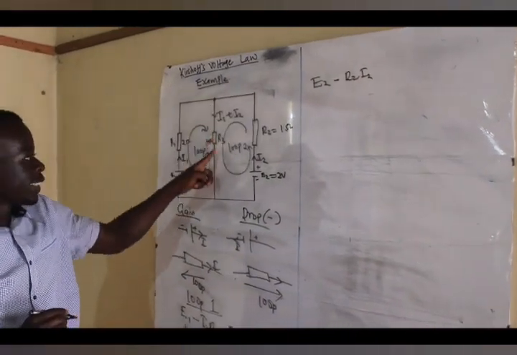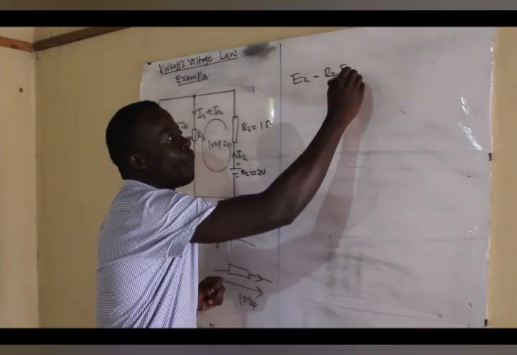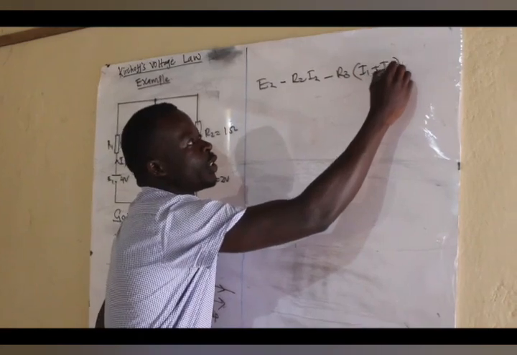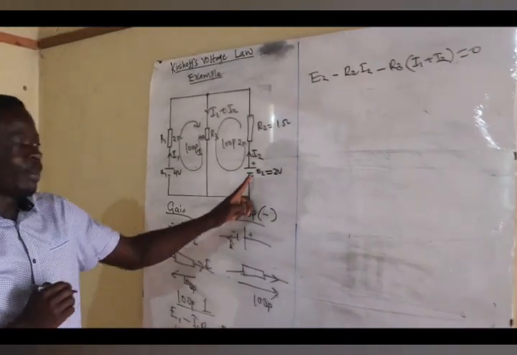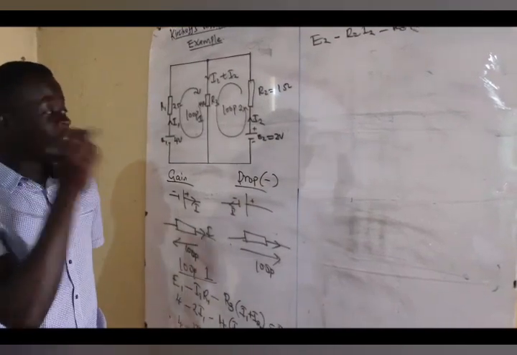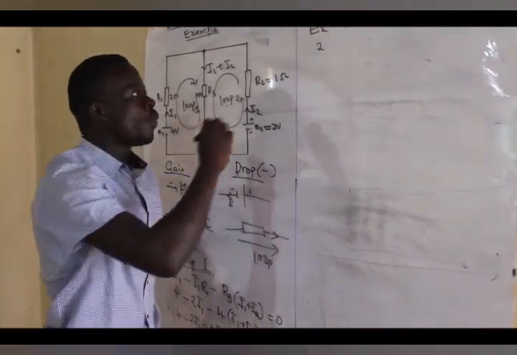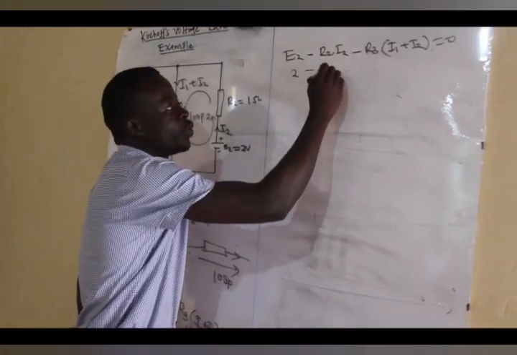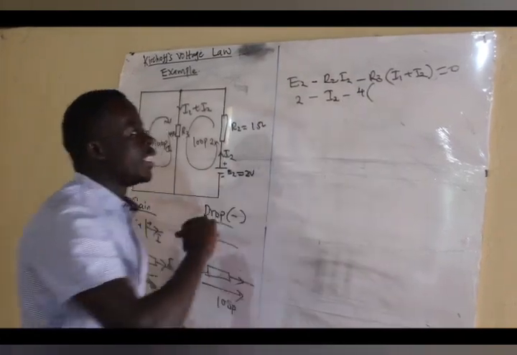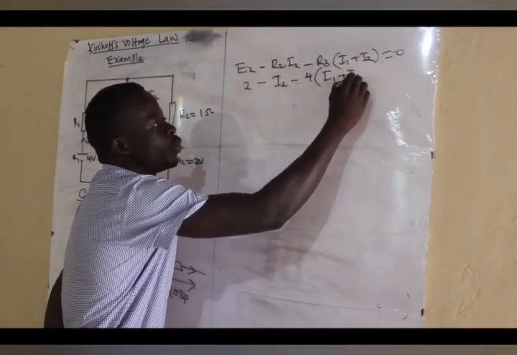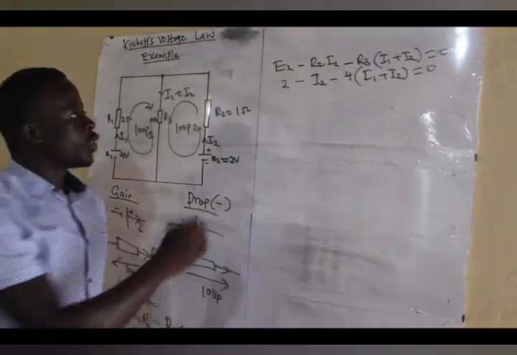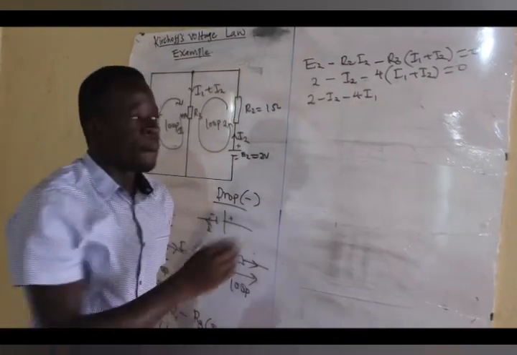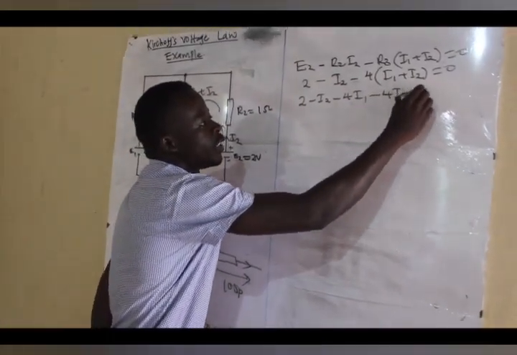Then it will flow through this, so that will also be a drop, minus R3 into I1 plus I2. And this one also should give you 0 because it will be back to the source. So replacing the values there, we have 2 minus R2, which is 1, times I2 gives us I2, minus R3, which is 4, into I1 plus I2. This one should give you 0. So this is 2 minus I2 minus 4I1 minus 4I2, giving us 0.